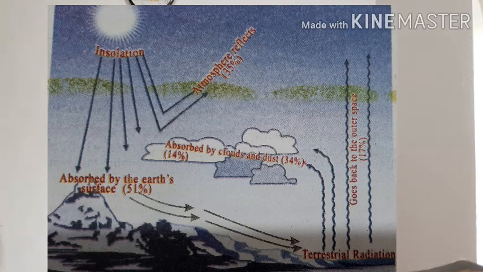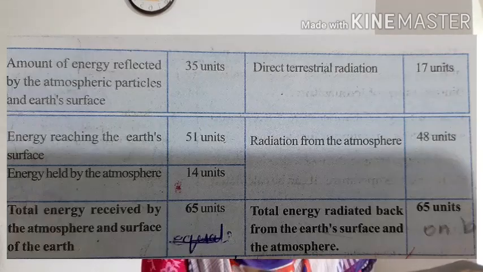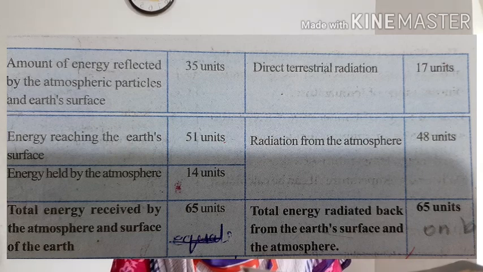Then the remaining 65 units of energy, how are they distributed? To understand it, look at the next table.